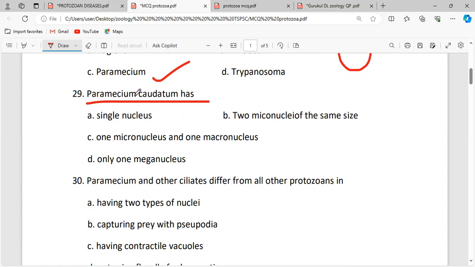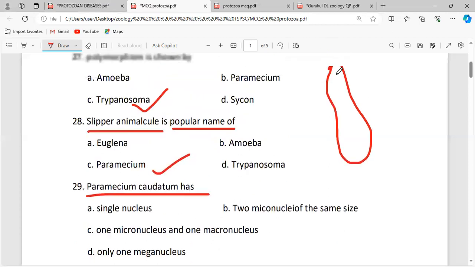And now, Paramecium caudatum has everything. This also I have explained. Paramecium caudatum has a single nucleus, two micronuclei of the same size, one micronucleus and one macronucleus, only one meganucleus. See, this protozoan has two different types of nucleus. One is micronucleus and macronucleus, and one two micronuclei of the same size. Did I explain anything like that?